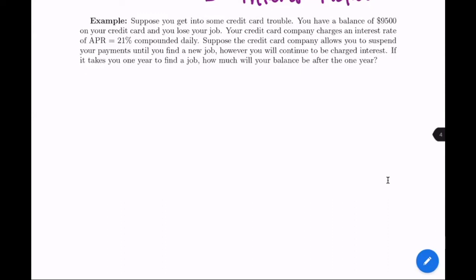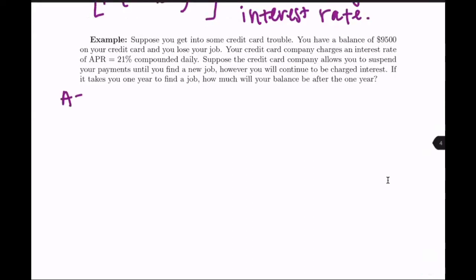So we can actually use the formula from 4B, which is A equals P times 1 plus APR over N to the power of NT. We know that because we're compounding daily, that's how we know we're using this formula and not just the normal compounding formula or the other one, because we're compounding daily.